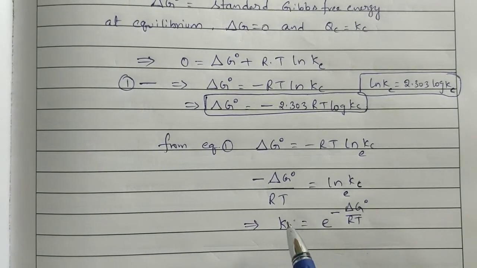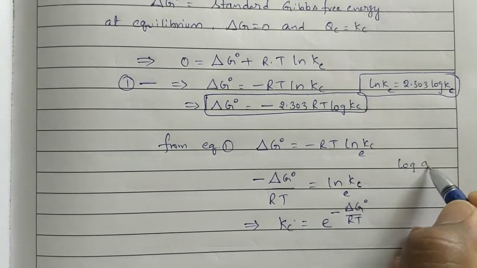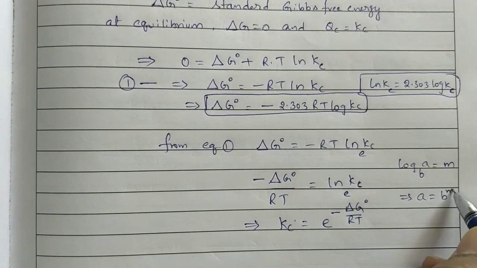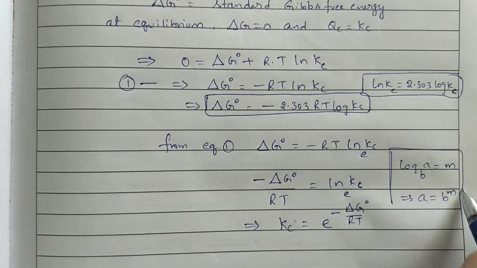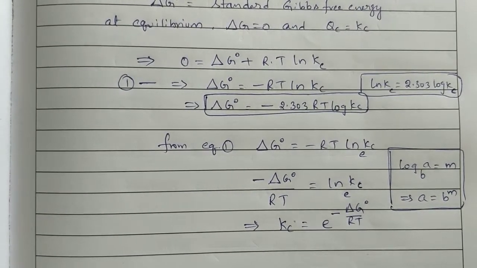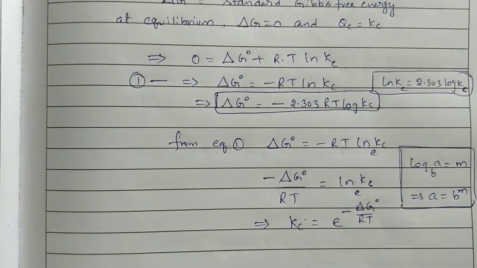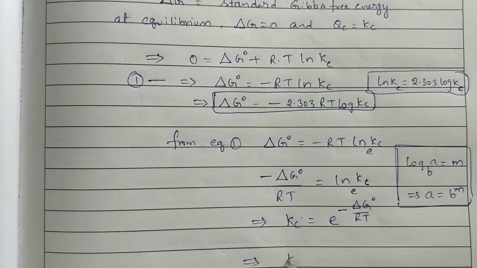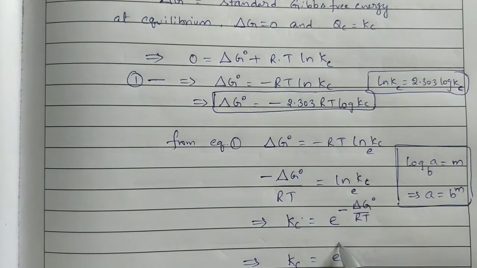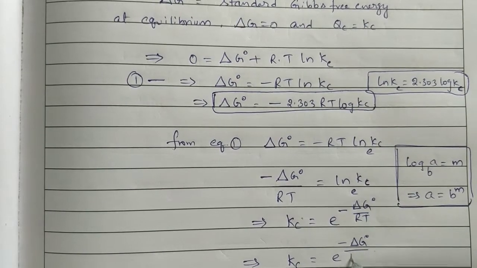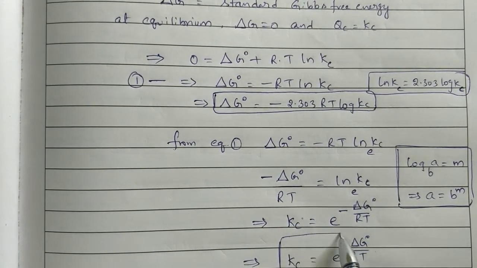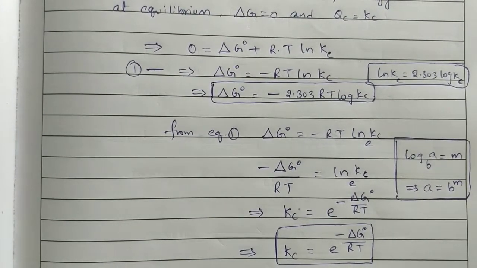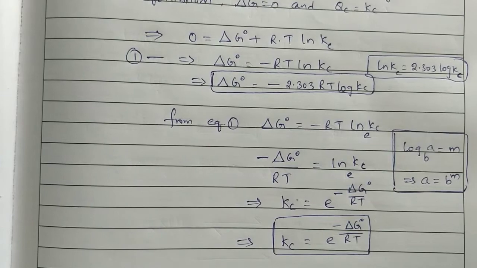This one is also a formula from logarithms. Log A base B is equal to m. This implies A is equal to B power m. So finally we are going to write Kc is equal to e power minus delta G naught by RT. This is one more relation. Is it okay, ma?